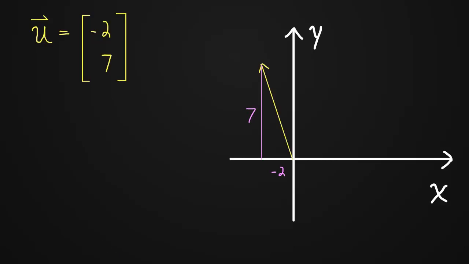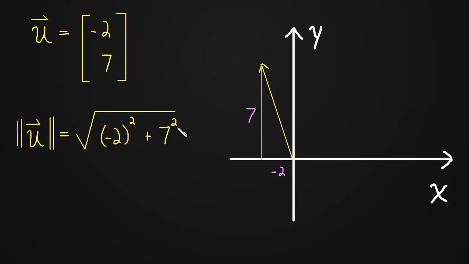Okay, and now the length of u, again, is just given by the Pythagorean theorem. And we can just skip right to the final step. This is just going to be equal to the square root of -2 squared plus 7 squared, which turns out to be the square root of 53. And that's it. It's as simple as that.